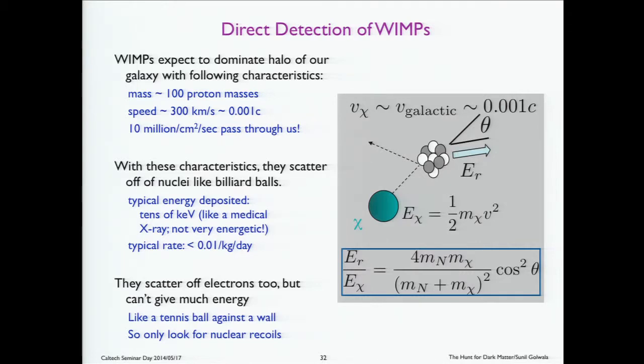Okay, so we're looking for nuclear recoils of nuclei in a target with tens of keV of energy. They can also scatter off electrons, but they can't give much energy that way. It's like throwing a tennis ball at a moving truck. The tennis ball gets a lot of momentum and a lot of speed, but it doesn't actually get that much kinetic energy. And what we care about is the actual energy we can see.